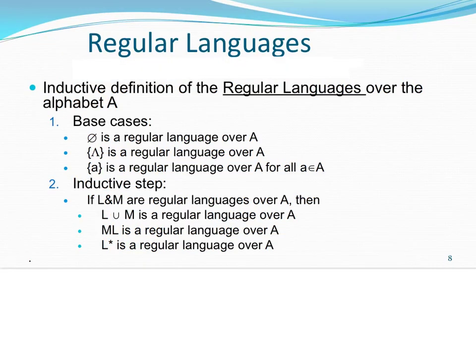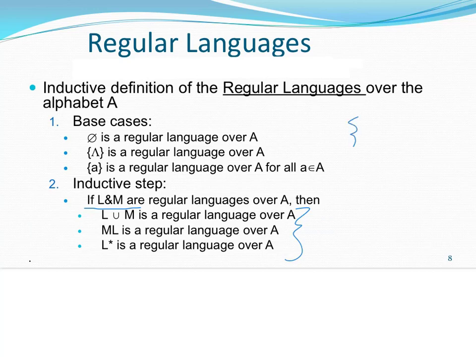Okay, now let's look at the inductive step. The inductive step says, if you already have two regular languages, let's call them L and M, then these three other languages that you can build out of L and M are also regular languages. So if you have two individual regular languages L and M.